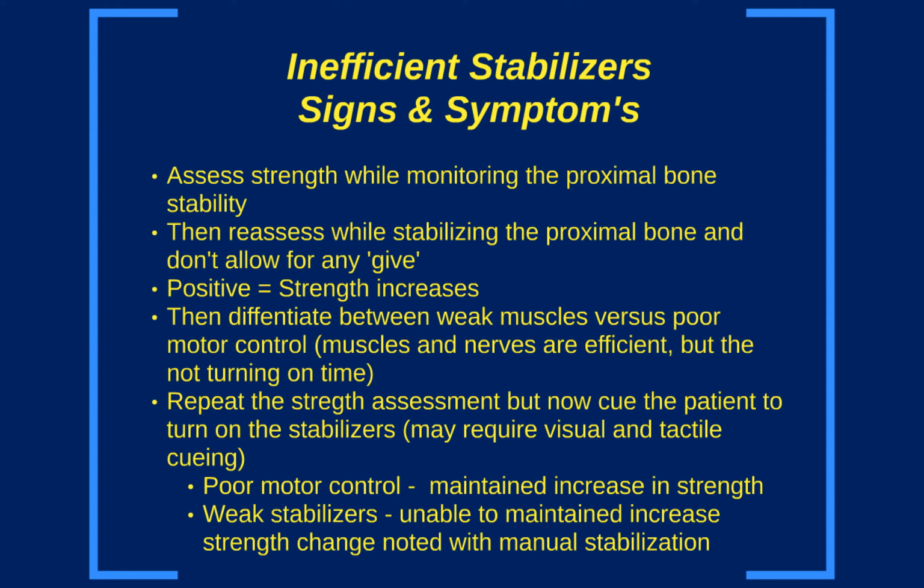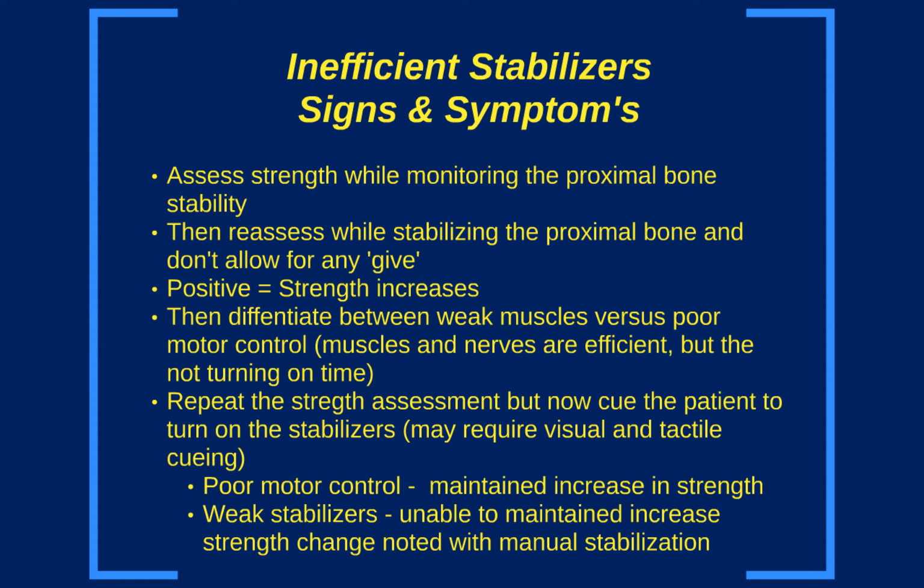So in order to determine if it's a stabilizer that's causing the problem, you essentially need to manually stabilize the proximal bone, not allowing it to move at all, and reassess your strength measurement. If your strength increases, this is considered a positive, and this is saying that we do not have adequate stabilization in order for that muscle to work. Now at that point, that gives us the ability to differentiate between a weak muscle versus weak motor control.